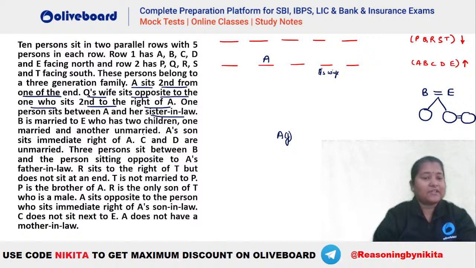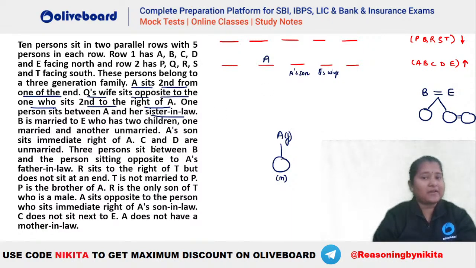Okay. After that, let's see A's son. So A has a son here. Okay, so A has a son. Chalo. A's son sits immediate right of A. So that means this is A's son. Whoever is this person has to be A's son. A's son sits immediate right of A.